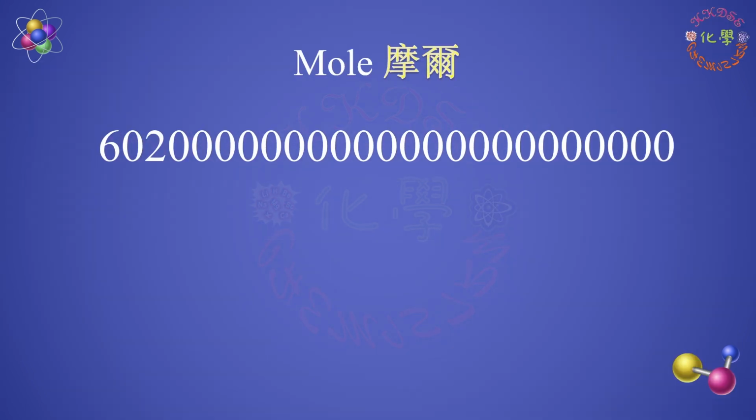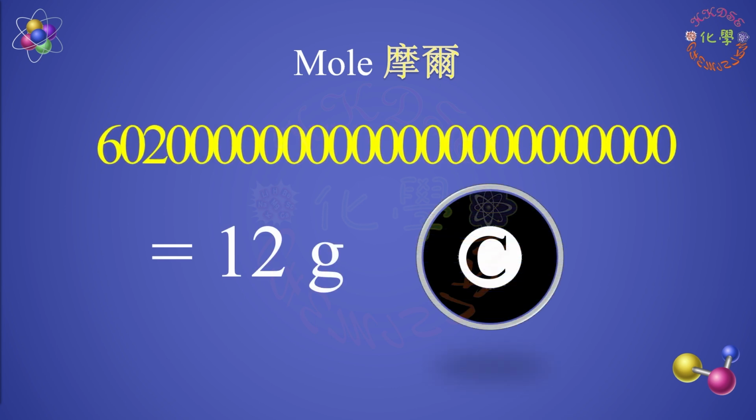Why do chemists define mole as 6.02 times 10 to the power of 23? The number of atoms in exactly 12 grams of carbon-12 is 6.02 times 10 to the power of 23, and chemists choose this as the reference unit. Scientists call this number the Avogadro constant.